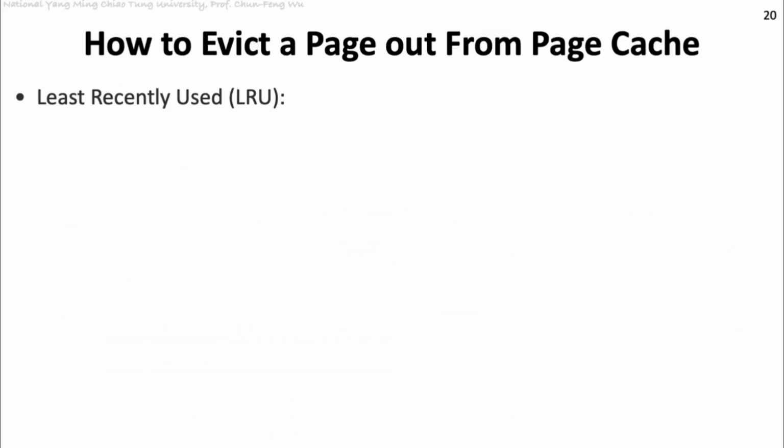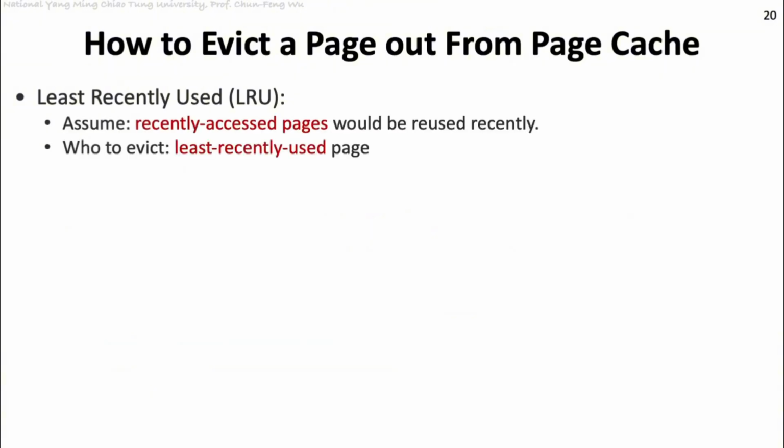So I think there is another interesting topic. We have the page cache, but how do we do evictions for the page cache? LRU, the least recently used strategy, is a good fit for most caches because it assumes recently accessed pages would be reused soon. So if we always evict the least recently used page, then we can get good performance, right?